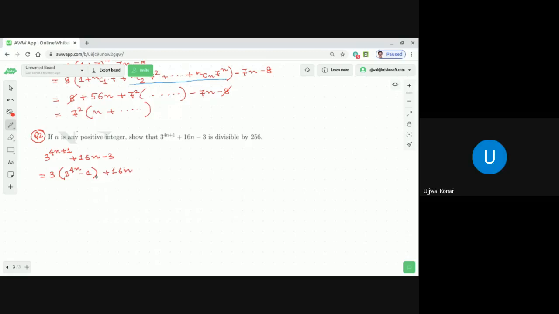Then we are going to write 3 into 3 to the power 4n, which means 3 to the power 4 power n, 3 to the power 4 power n, minus 1 plus 16n.